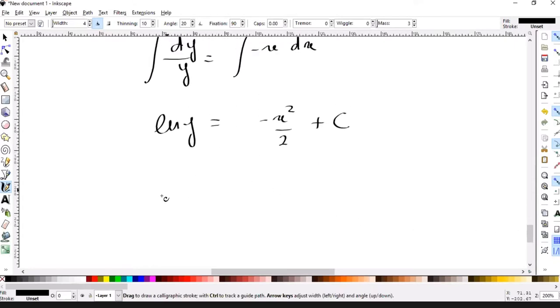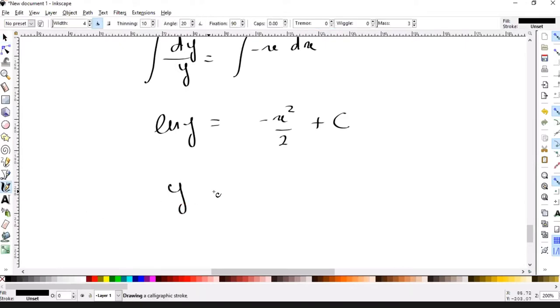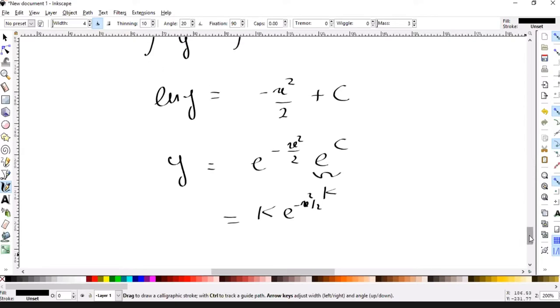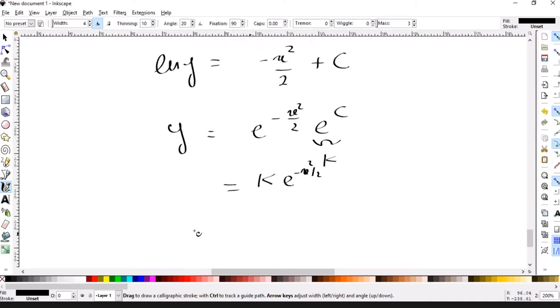And then you take the exponential of this, and you get y is equal to exponential of minus x squared over 2 times exponential of c. Now, exponential of c is a constant, we'll call it k, so it's k exponential of minus x squared over 2. And now we will apply the initial condition: y of 0 is equal to 1.